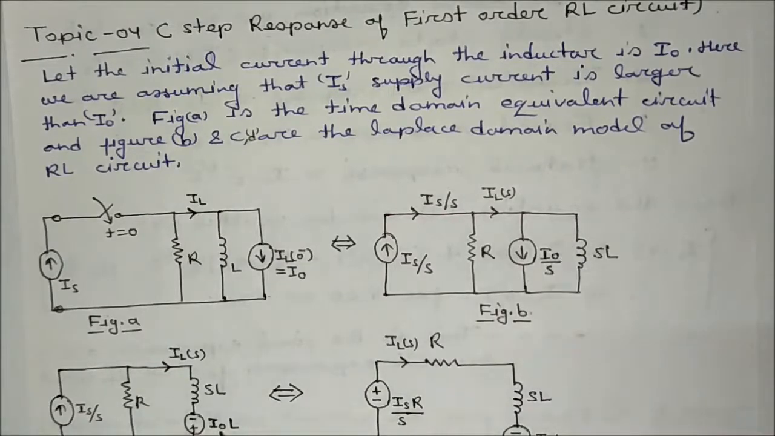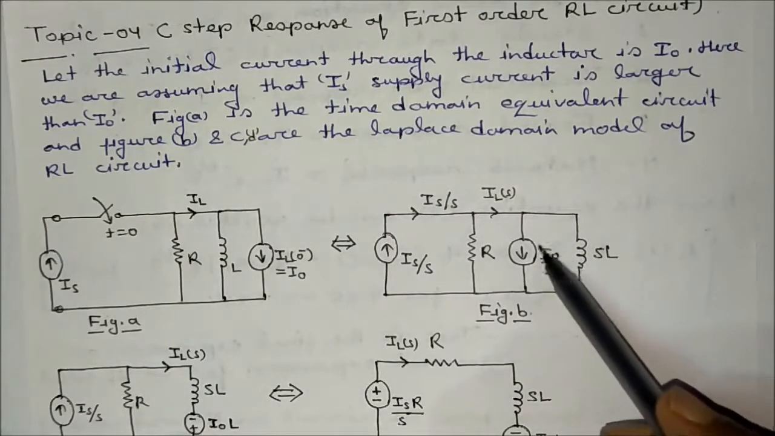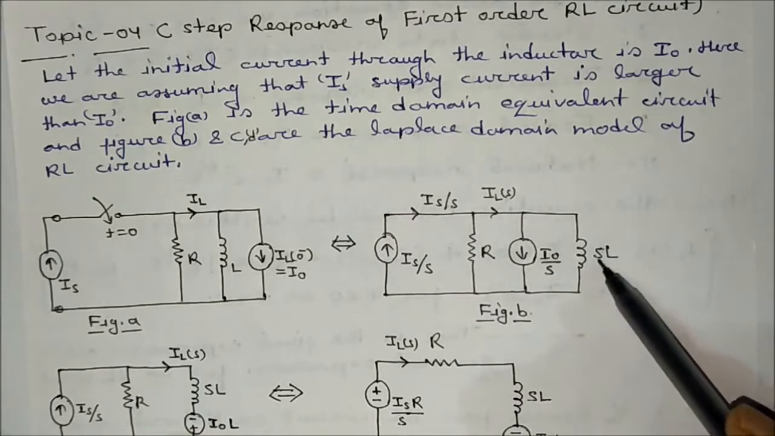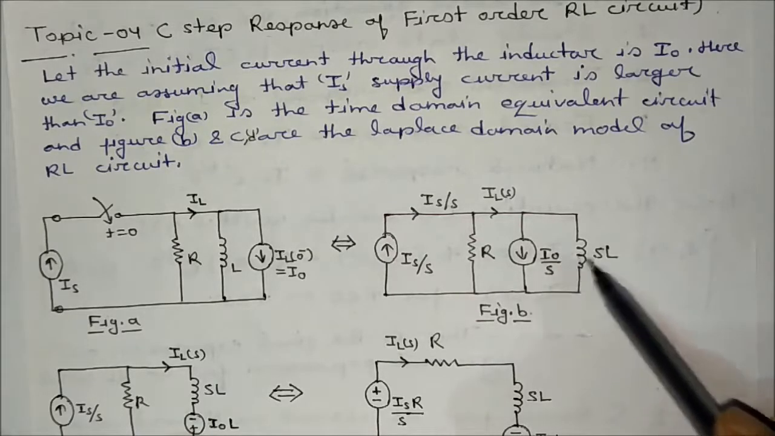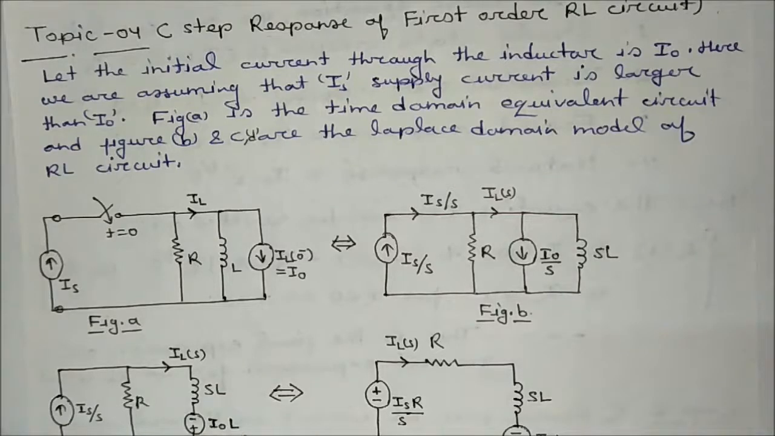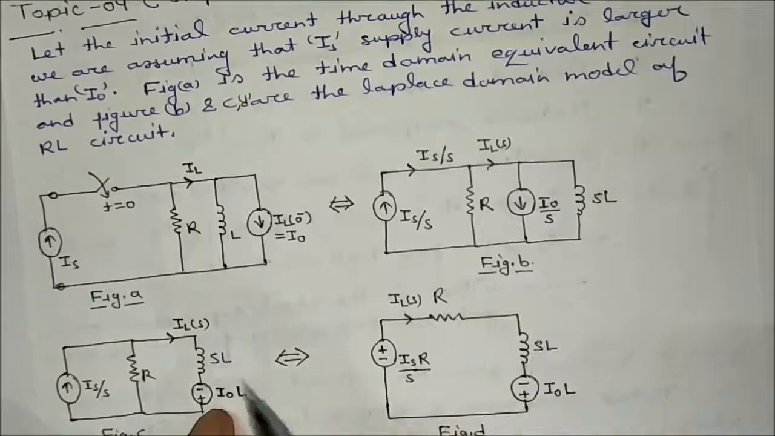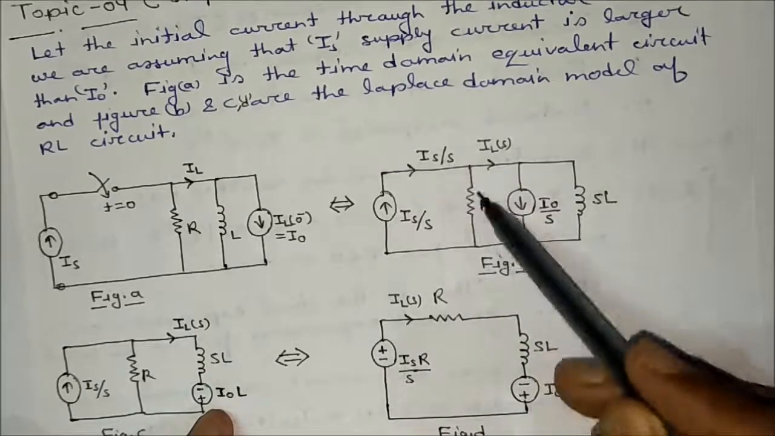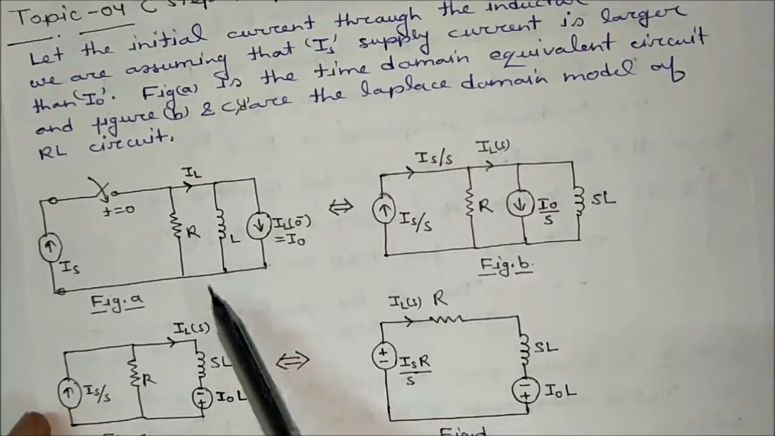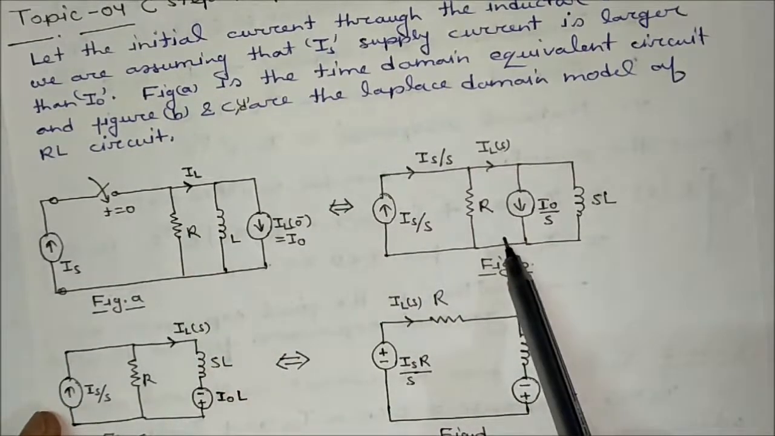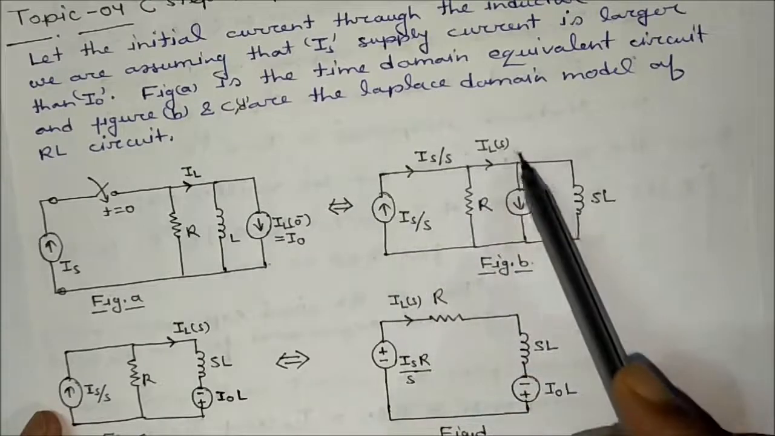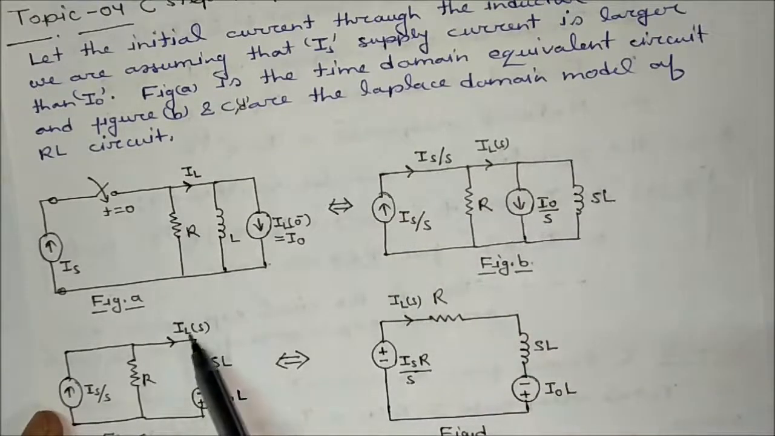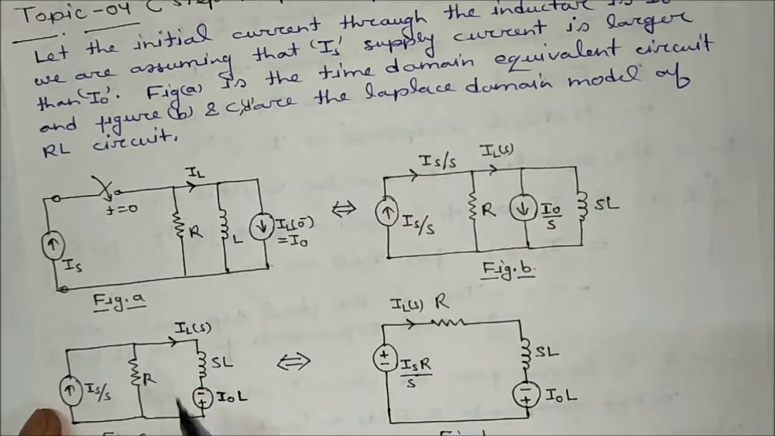What is the value of this voltage source? That is I into R, where I is this current and R is the impedance SL. If you multiply I naught by S into SL, we get I naught into L. Similarly, this impedance will be in series, SL, and this will be R. So the time domain has been converted into the Laplace domain, and this current equivalent has been converted into its voltage equivalent. Now this can also be reduced into its voltage equivalent.